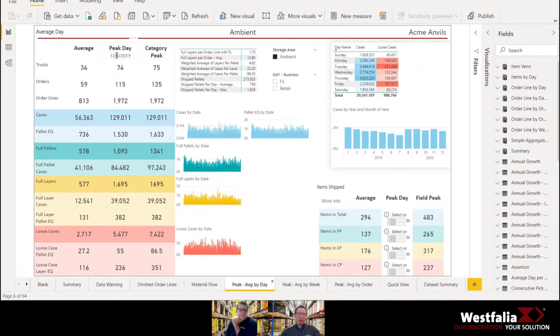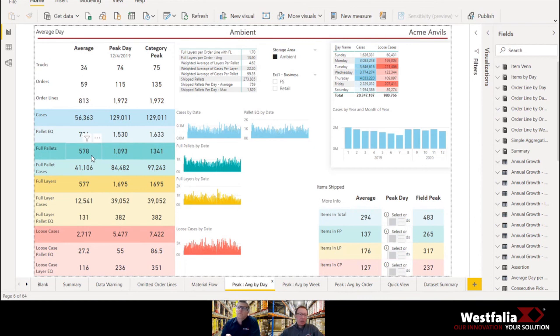The second column shows us the peak day. So on December 4th of 2019, they shipped 129,000 cases. That's the day where they shipped the most case volume. So that's the worst day in terms of cases out the door. But like you said, we need to size for the amount of automation that we have. So looking at the absolute most that we see on any given day is an important thing to do. So this third column shows us for each measure on any day, how bad does it get?